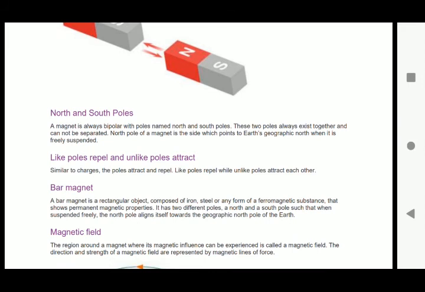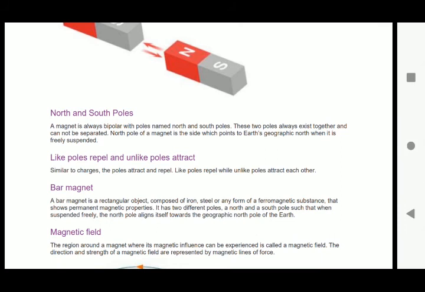Now pass the current through the circuit by inserting the key into the plug. Observe the change in the position of the compass needle. What you can see? And what does it mean? You can see deflection in the compass needle. It means that the electric current through the copper wire has produced a magnetic effect.